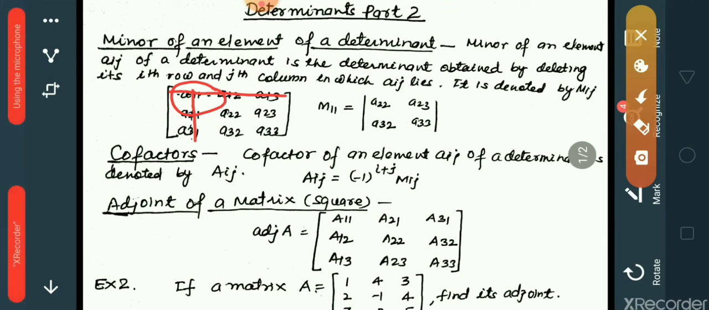Minor is always of order n minus 1 cross n minus 1 if the given determinant is of order n cross n. Means it will be one short from the order of the determinant. So this is the minor of an element of a determinant. Similarly we can find M12, M13, and here the number of elements is 9, so there will be 9 minors.